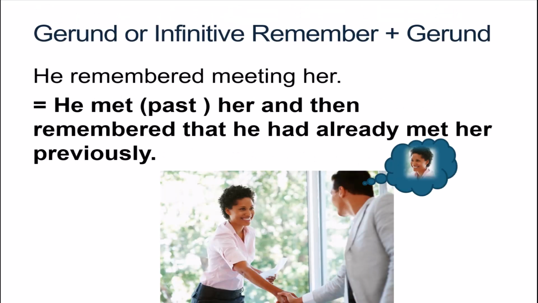Here is an example with the verb remember. He remembered meeting her. This means that he met her in the past and then remembered that he had already met her previously. So when we use the gerund after the verb remember, this means to remember something that had already been completed.